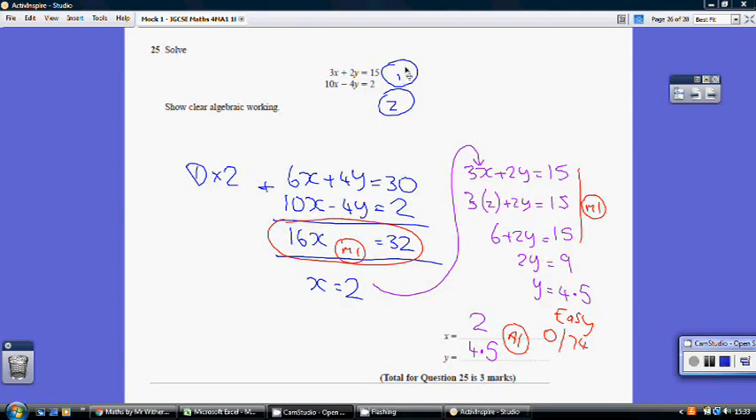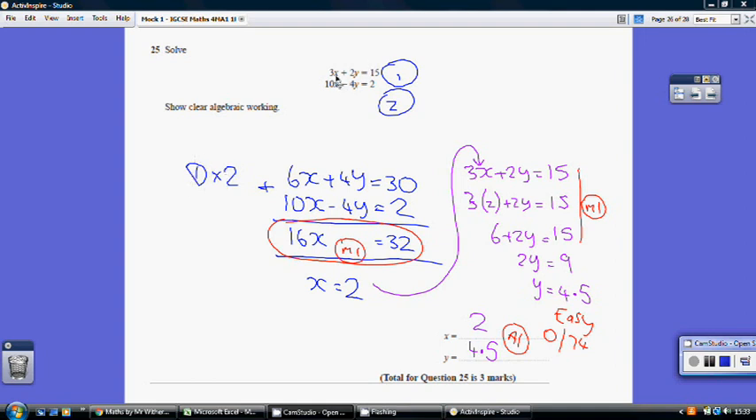Question 25. Now, to solve a simultaneous equation, we have to have the same number of x's or the same number of y's. The sign doesn't matter, but we've got to have the same numerical value. So what I've chosen to do is to take my first equation and double it, because that's going to give me 4y, which will line up with the other 4y. So my first step is to take equation number 1 and to double all 3 terms.